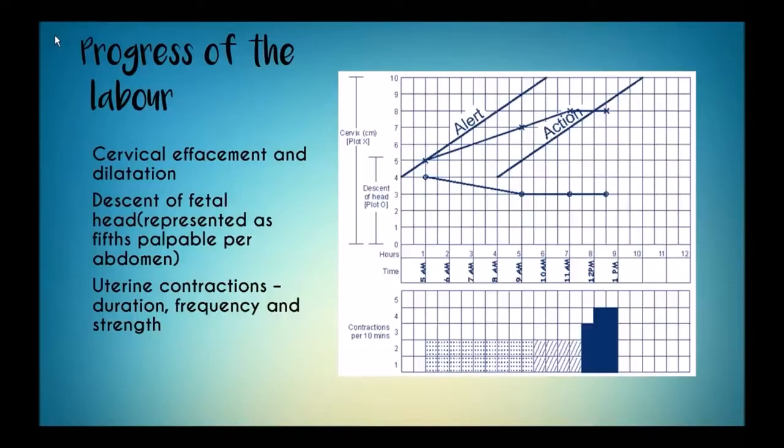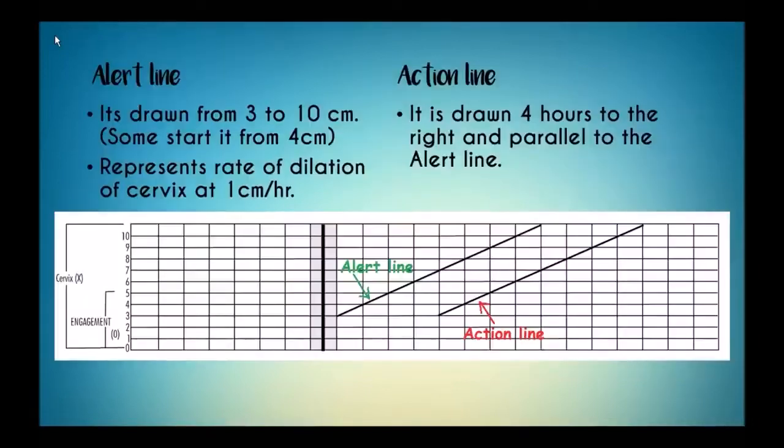The next component, which is the progress of labor, is measured as a cervical effacement and dilation, descent of fetal head, and duration, frequency, and strength of the uterine contractions. In the part of the graph which records the cervix, there are two parallel lines drawn. One is the alert line and another the action line. The alert line is drawn from 3 to 10 centimeters, but in some graphs it may start from 4 centimeters.